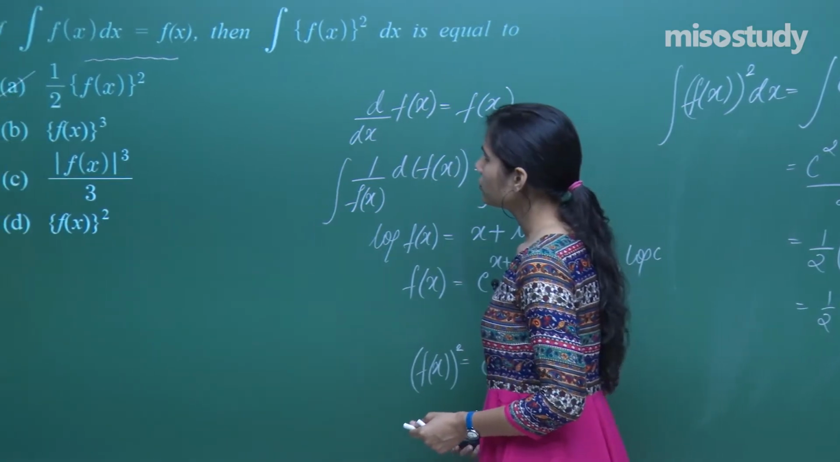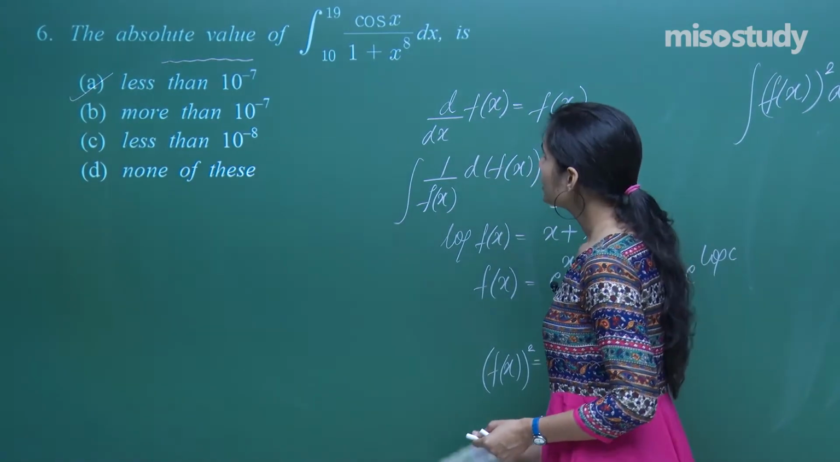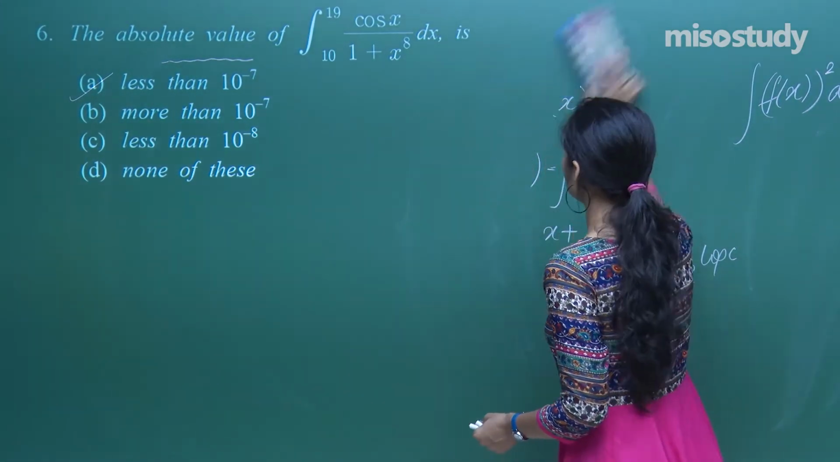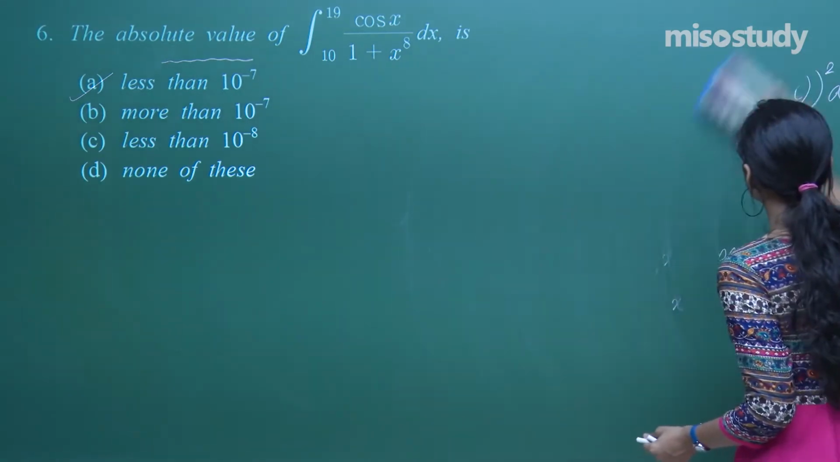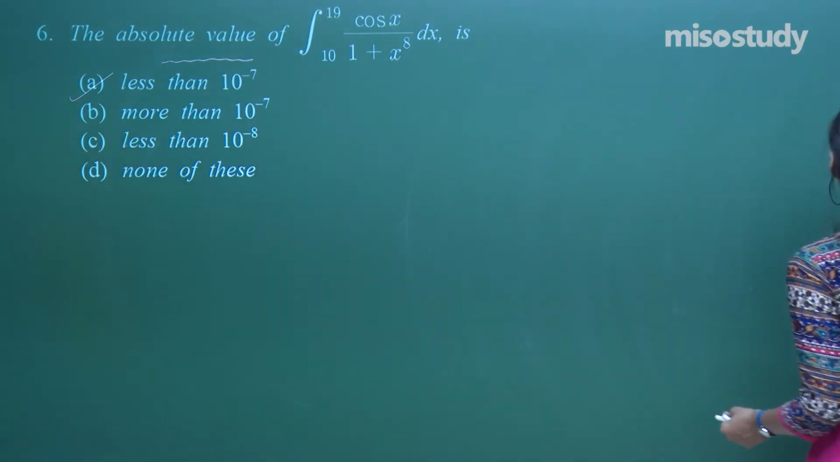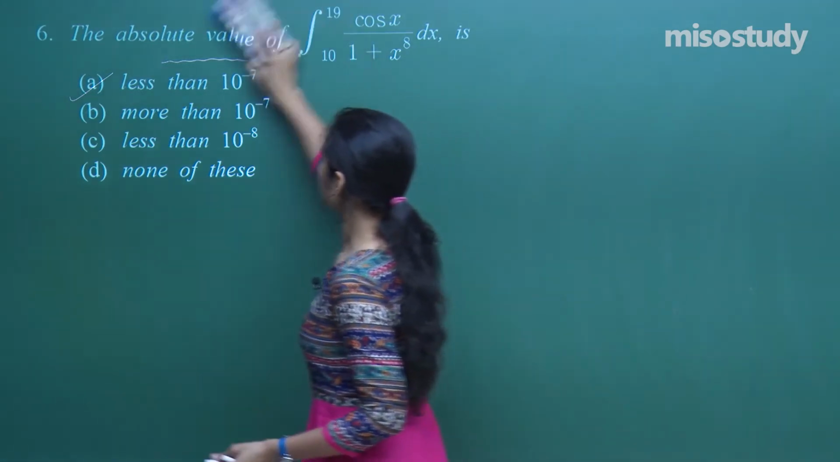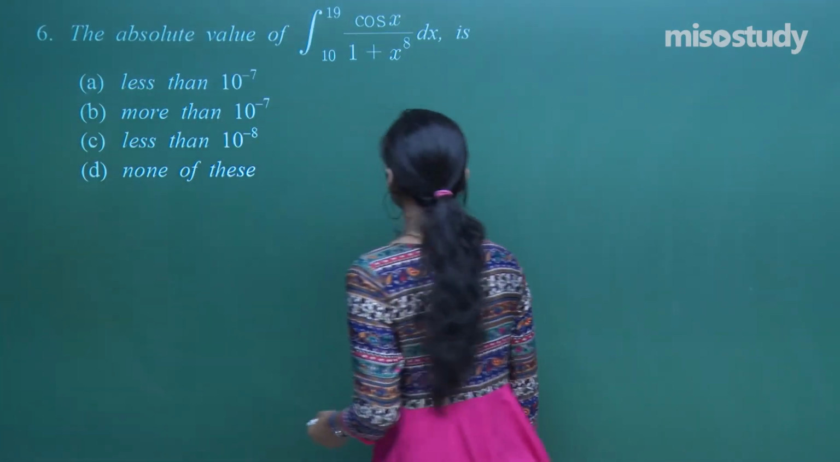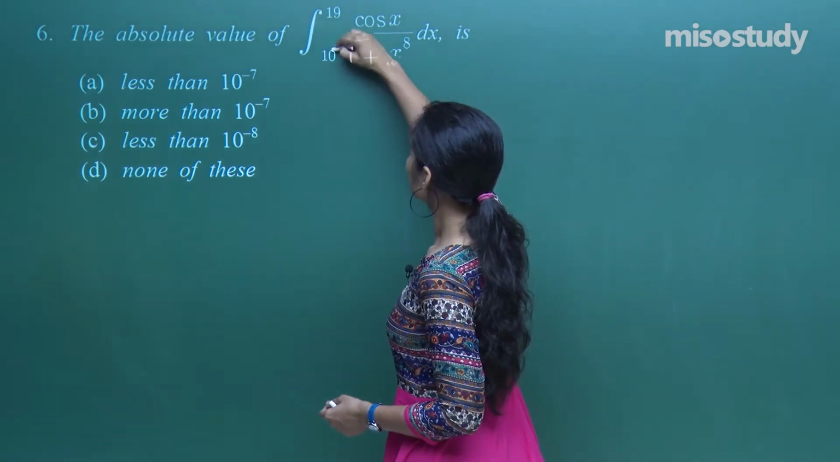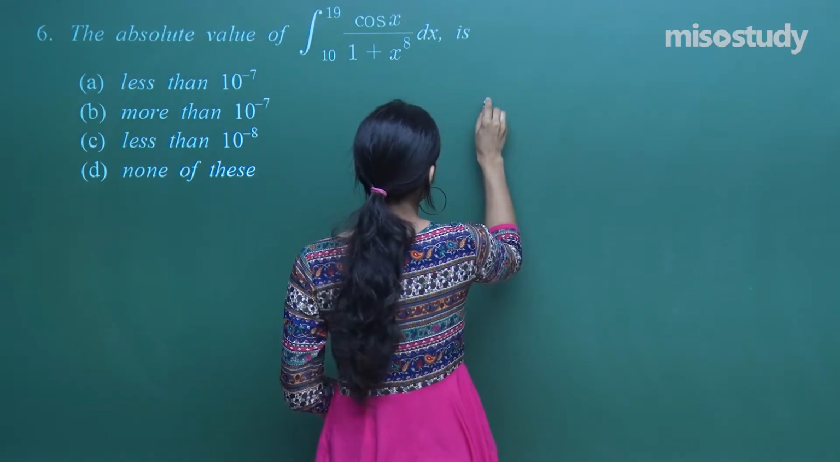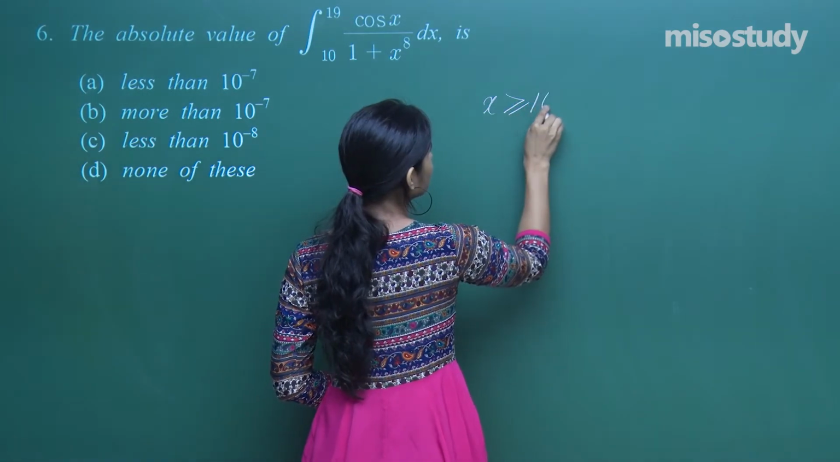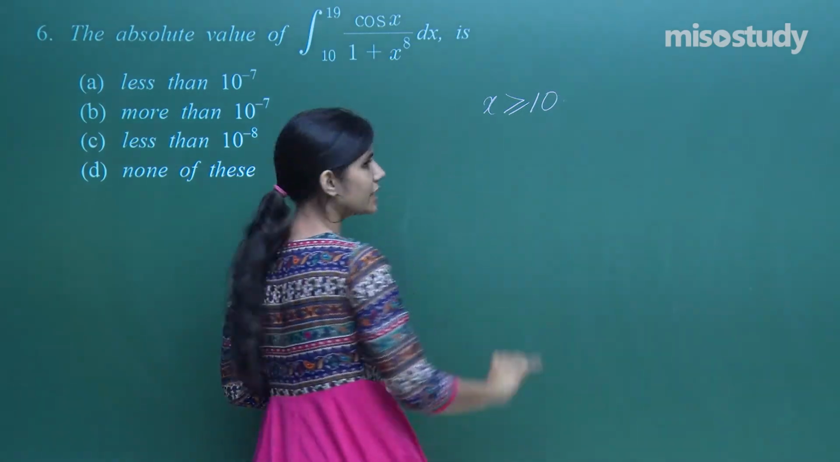Moving to the next question, we have: what is the absolute value of this given integral expression? Okay, so talking about this, you need to first focus upon the values which x can basically acquire in this expression. For this question, I am given that x is going to range from 10 to 19. So x is already given to be greater than or equal to 10 and less than or equal to 19.